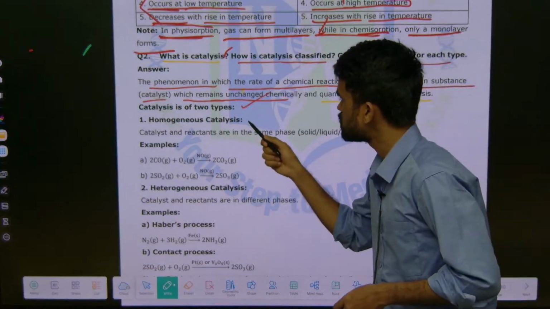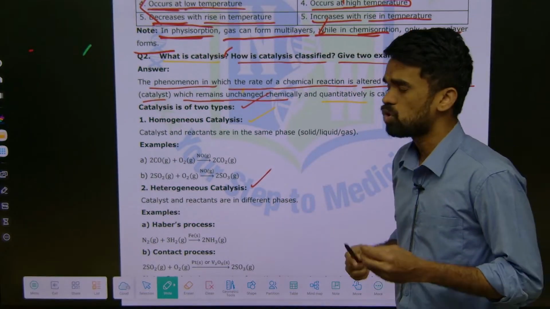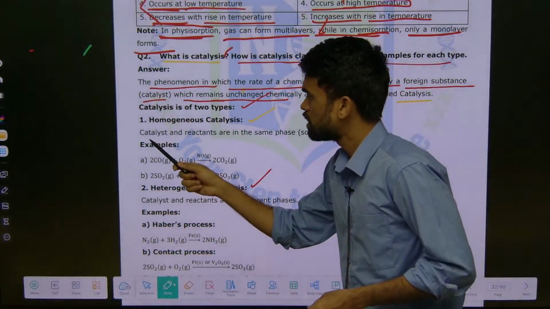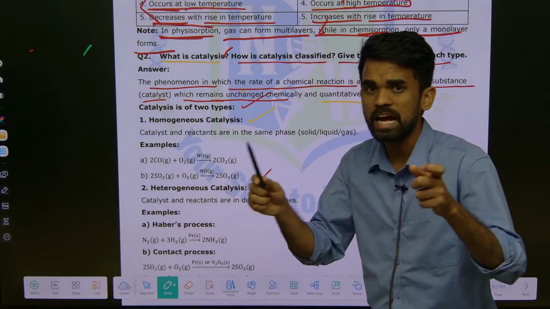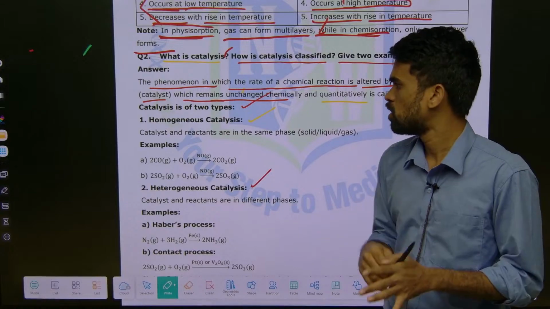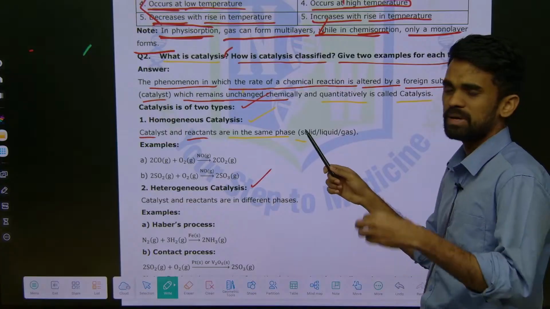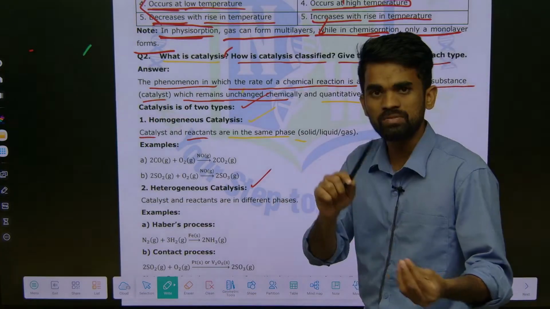Now catalysis is of two types. One is homogeneous catalysis, the other is heterogeneous catalysis. Homogeneous catalysis means the catalyst and the reacting substances are in the same phase. The physical state will be the same. The catalyst and the reactants are in the same phase. That can be solid, liquid, or gas, but all of them are in the same phase.